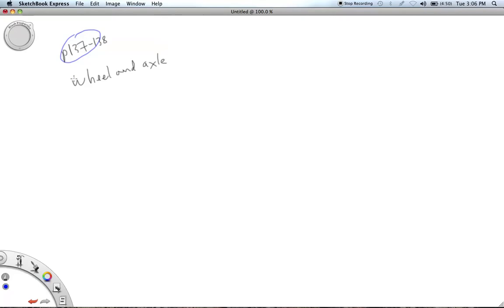Now for this screencast, we're going to talk about something called the wheel and axle. And for those of you following along in your textbook, it's actually on 2 pages. So it's on page 137 to 138, and that's where you can find a ton of information on it, including examples here.